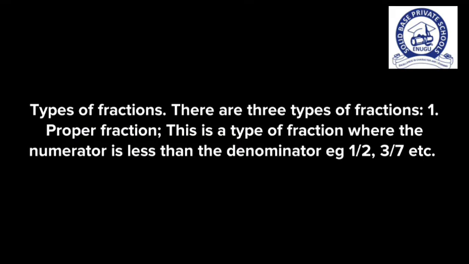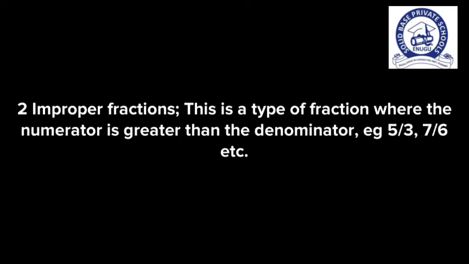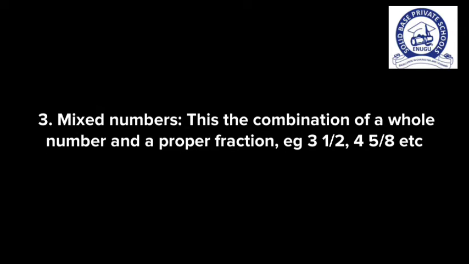Types of fractions. There are three types of fractions. 1. Proper fraction. This is a type of fraction where the numerator is less than the denominator, for example 1/2, 3/7, etc. 2. Improper fractions. This is a type of fraction where the numerator is greater than the denominator, for example 5/3, 7/6, etc. 3. Mixed numbers. This is the combination of a whole number and a proper fraction, for example 3 and 1/2, 4 and 5/8, etc.